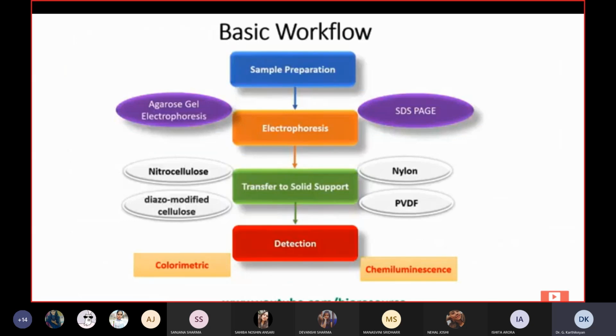Let's see the basic workflow of blotting technique. For blotting, the initial step is the sample preparation, followed by electrophoresis and transfer to a solid support membrane, and finally the detection of specific DNA, RNA, or the protein.